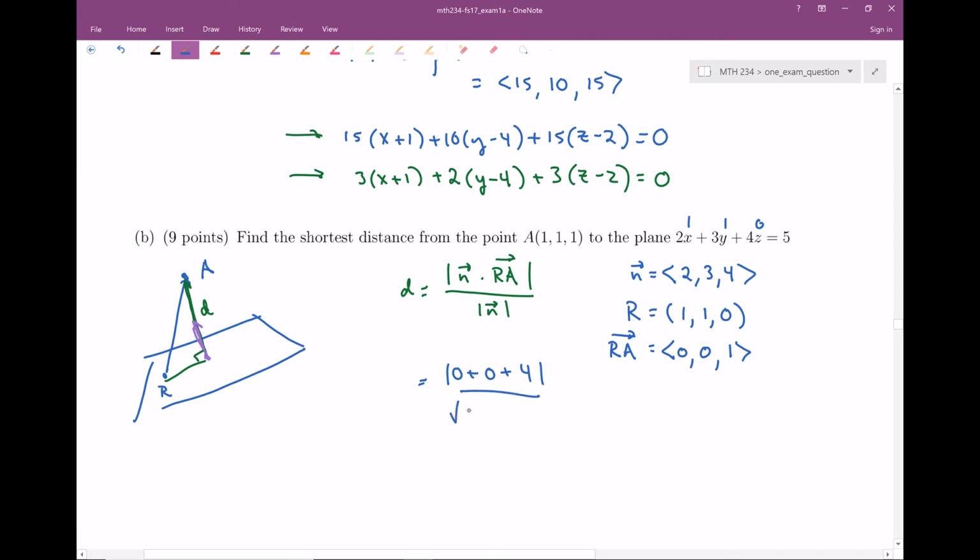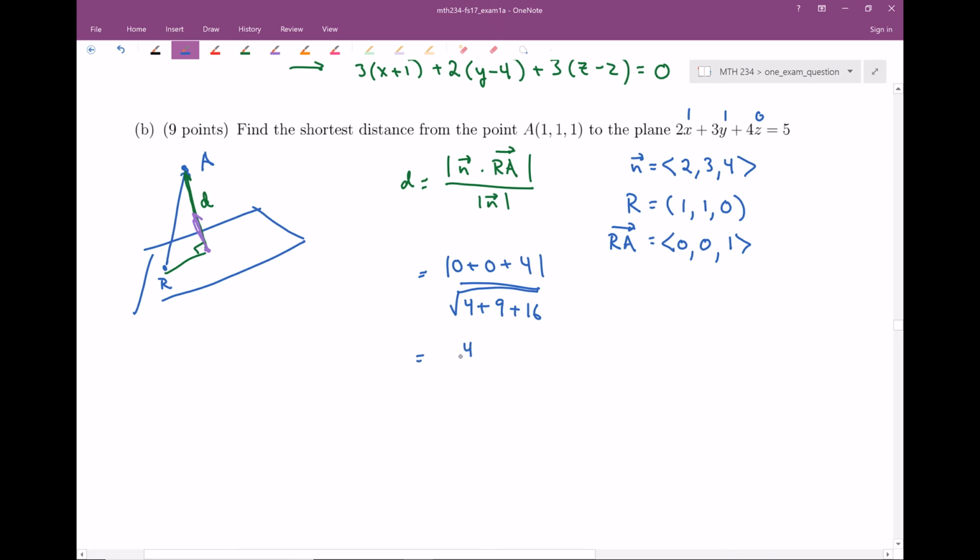So that's going to be the square root of 2 squared, since I'm looking at n here, plus 3 squared plus 4 squared. Let me start a new line here. In the numerator, we're going to have 4. And in the denominator, we're going to have the square root of 4 plus 9 plus 16, which is 29. So that's going to be 4 divided by root 29. So there is the distance between the point (1, 1, 1) and the plane 2x plus 3y plus 4z equals 5.